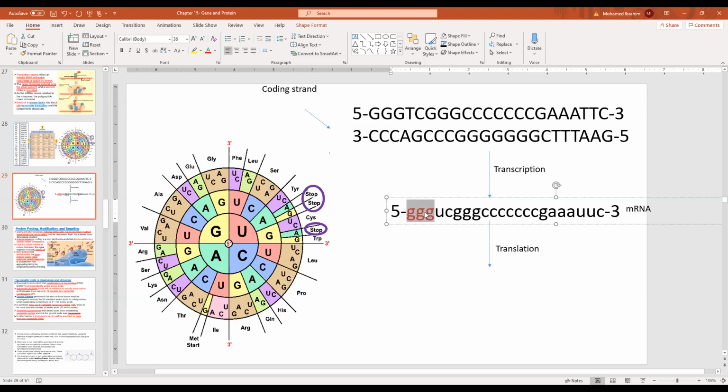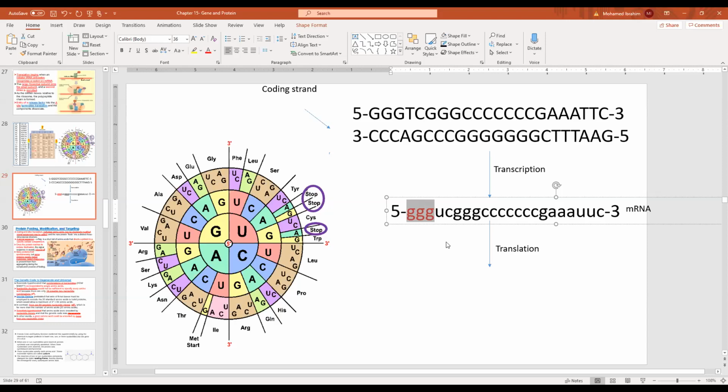So if I read G, G, G, the inner one here, this is G. This is my first G. Then I move to the middle one. Where is the second G? Here. So G, G, and then I move to the outer one. Where is the G? Here. So G, G, G. What is the amino acid? Glycine. Okay.